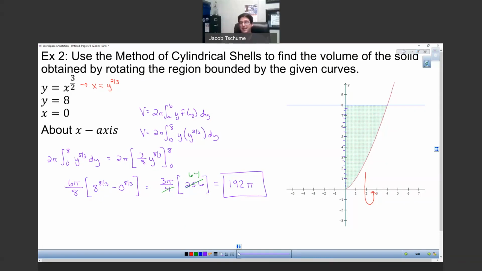Now, on one like that, you actually could have done the washer method and it would have worked out just fine. But if the instructions say use the method of shells on your test, then that's the technique I am grading you on. So even though it can be done a different way, I'm testing, do you know how to do shells?